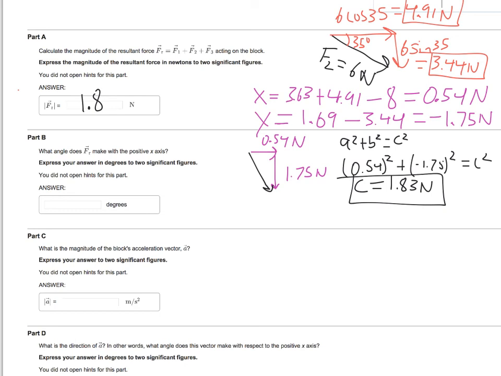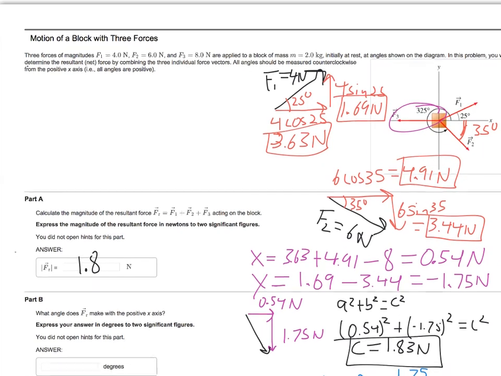Up next, we want to find the angle. So what I'm going to do is say that tangent of theta is equal to opposite, which is 1.75, over adjacent, which is 0.54. And I can go ahead and take the inverse tangent of both sides, and I can solve for my angle here. And so I end up getting a theta of 72.9 degrees.